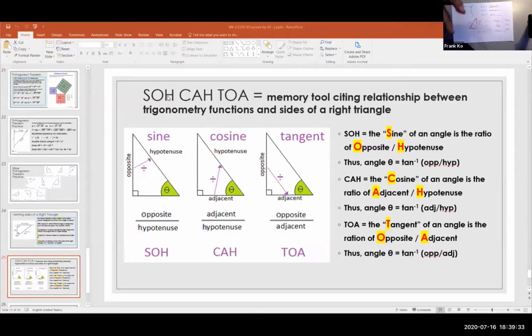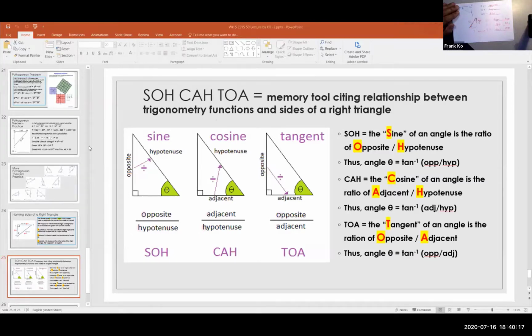Ka. As you go to speak the word ka, everybody say ka. And as you say ka, the very hard C is the leading letter, A-H. The sound of your pronunciation helps you with the letters. So ka is C-A-H. And the last one is pronounced toa. So toa, 2 syllables. To with a hard T, starts with a T for toa, O and A. Now what do these groupings of 3 letters do? It is a memory tool that cites the relationship between the trigonometry functions and the sides of a right triangle.